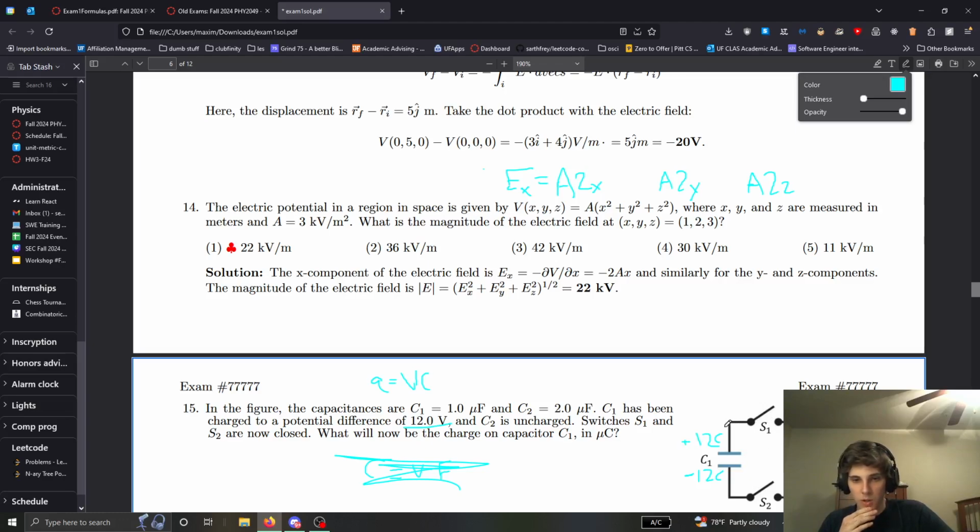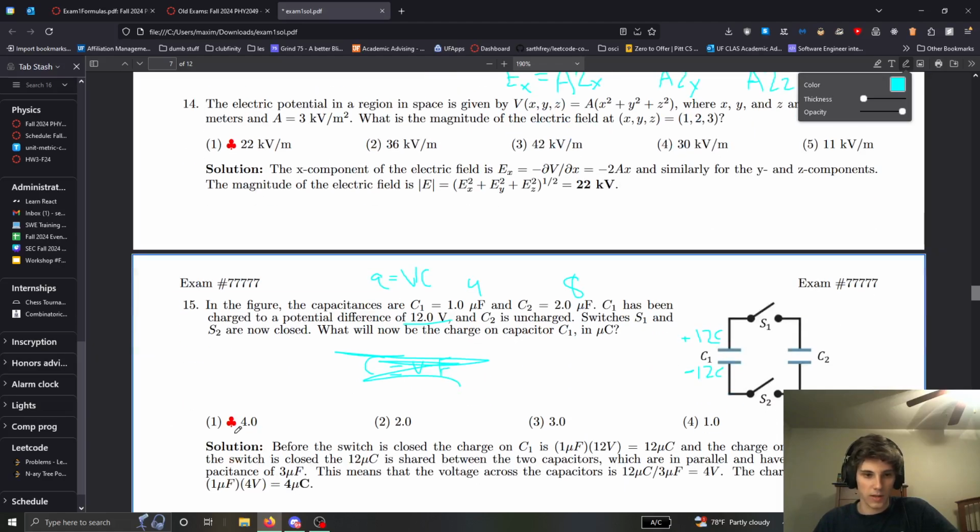Basically, the switches are closed, and both of these will have the same voltage in the end, but we got to know, based on their capacitances, how this 12 charge will distribute between the two. And ultimately, since the charge you have in a capacitor is just proportional to its capacitance, since this is 2 times bigger than this, it's going to get 2 times more charge. So out of the 12, this is going to get 8, and this is going to get 4. So C1 is just going to have 4.